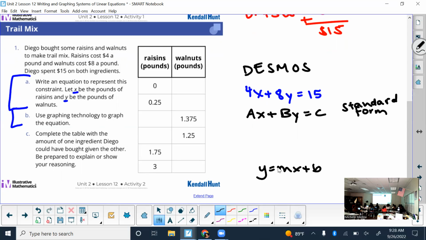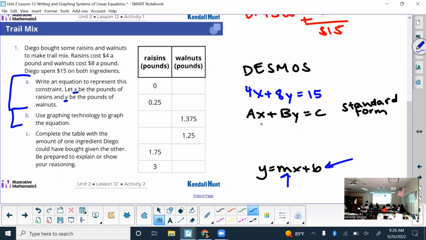So either you'll have a situation that has a constant rate of change and a starting value, like your slope and y-intercept, or you'll have it like this, where it's two things being multiplied by something, and maybe they cost different things, or you get different amounts from each. Either way, when you're making your equation, look for these patterns. It's probably one of these two.